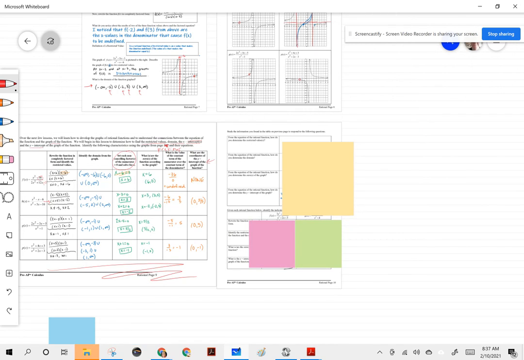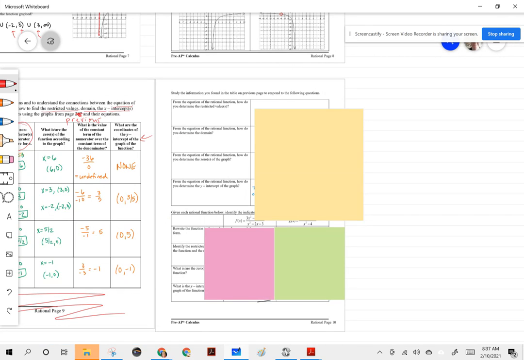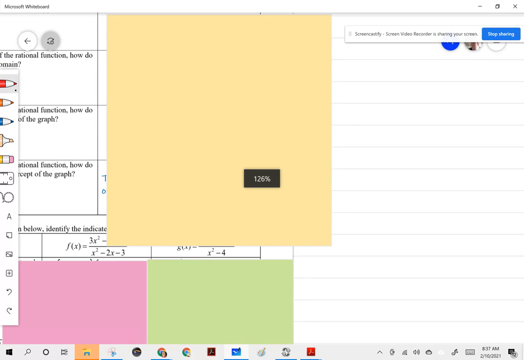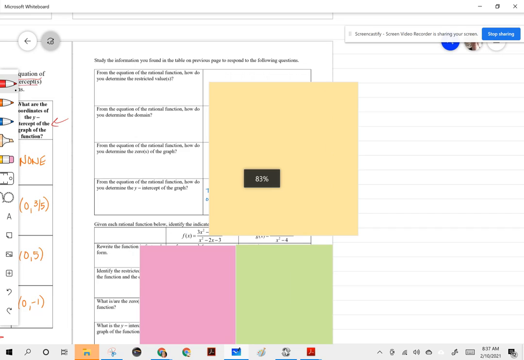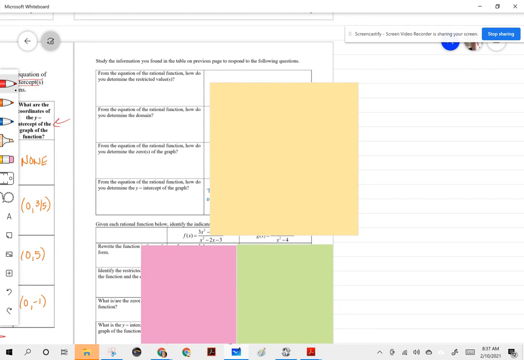All right, maybe it might get cleared up right now, but let's see. It says study the information you found in the table on the previous page to respond to the following questions. The first question, from the equation of the rational function, how do you determine the restricted values? I want you to answer that question. And then from the equation of the rational function, how do you determine the domain? How do you determine the zeros? And from the equation, how do you determine the y-intercept? So all of this is all about the equation. How are you able to determine those things?